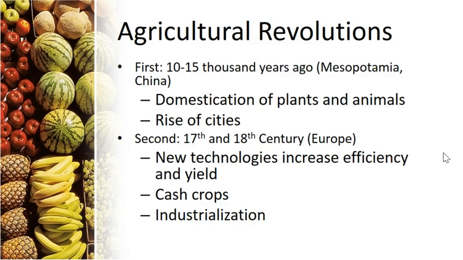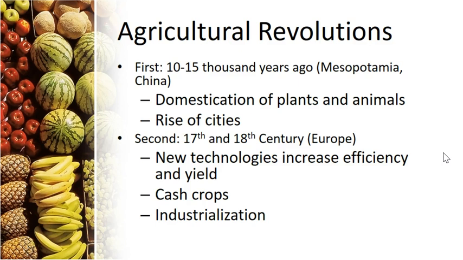Obviously, the first one was domestication of plants and animals, having agriculture at all, which allowed for the rise of cities, which is what the whole next unit is about. Then in the 17th and 18th century, mostly in Europe, and a lot of the dominating technologies are going to come out of Europe, and you have this increase in efficiency and yield because of these new technologies. You also have industrialization. I mean, we're talking about the Industrial Revolution, right? Is going to follow shortly after this, but it really begins in agriculture and looking at changes in agriculture.